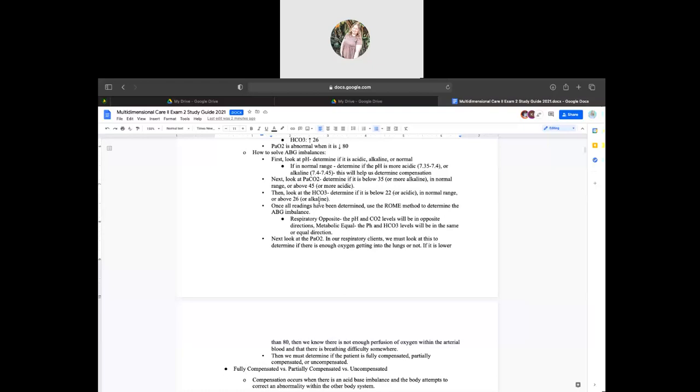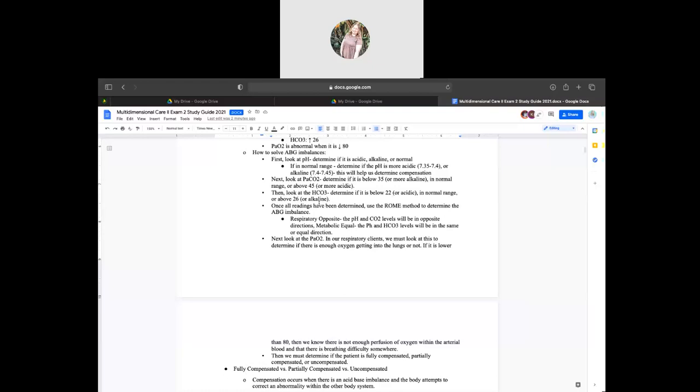Once all readings have been determined, remember you can use your ROME method or you can use tic-tac-toe. Remember, respiratory opposite is that ROME. Remember, pH and CO2 levels will be in opposite directions. So, for example, if you have a pH of maybe 7.3 and your CO2 is 60, that's going to be opposite. So you're going to have your pH arrow going down and your CO2 arrow going up. So the arrows are pointing in opposite directions. That's what we mean by respiratory opposite.